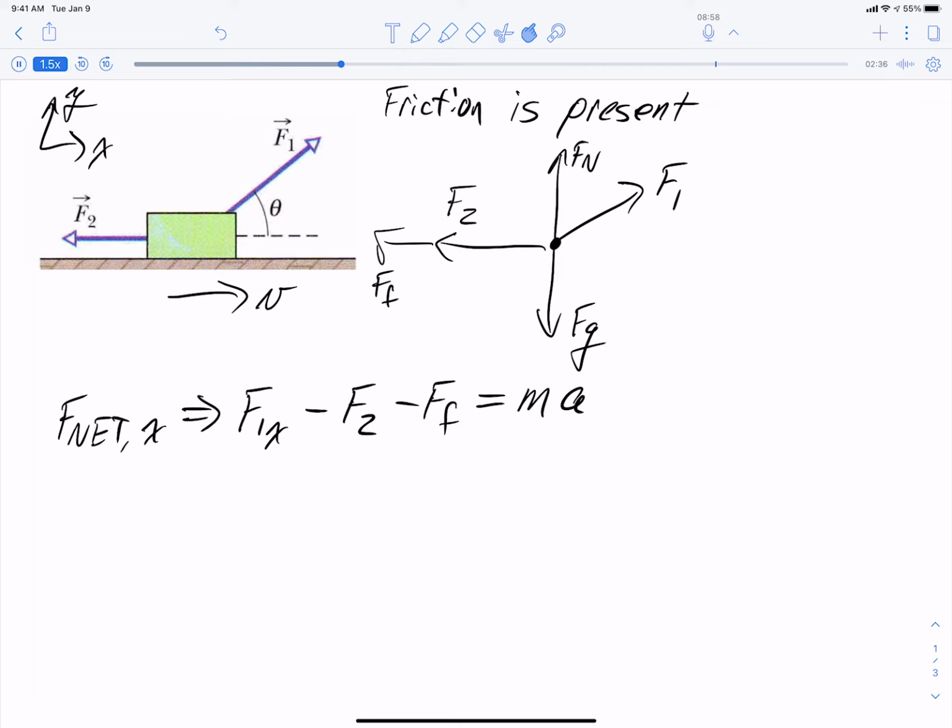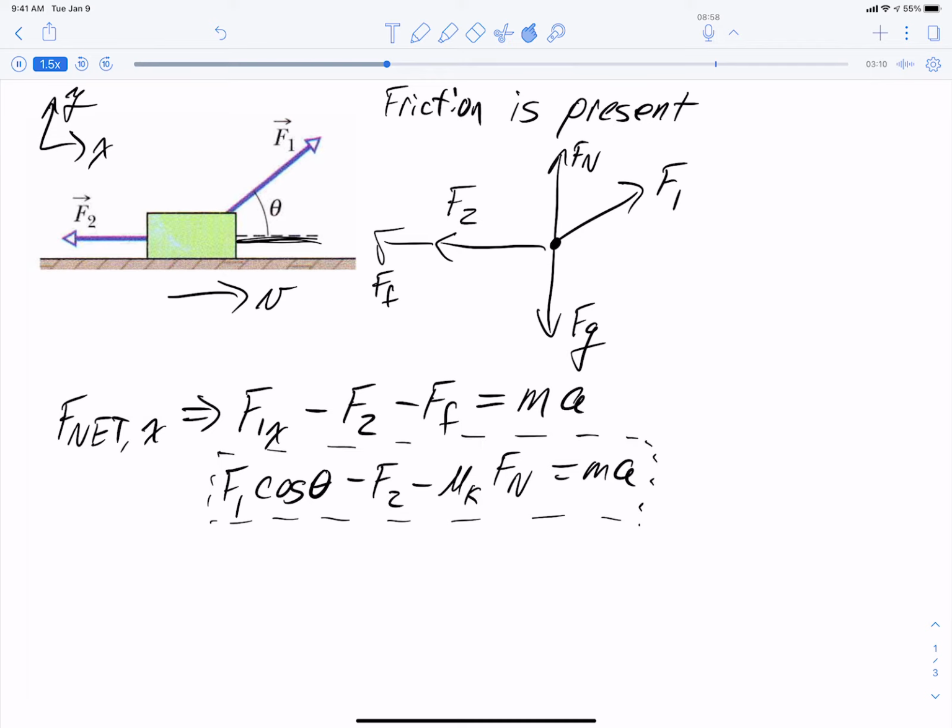Now, we should go a little bit further and show how to break down this F1x into its components. That's going to be F1 times the cosine of theta, because that's the adjacent side of that angle. So F1 cosine theta, minus F2. And then we also know that the force of friction is equal to mu sub k times the normal force, is equal to ma. If you don't do it yourself, I'll probably prompt you on telling me how to use trig to break that force into components and how we can relate the force of friction to the normal force.